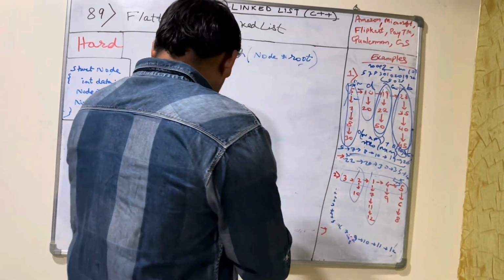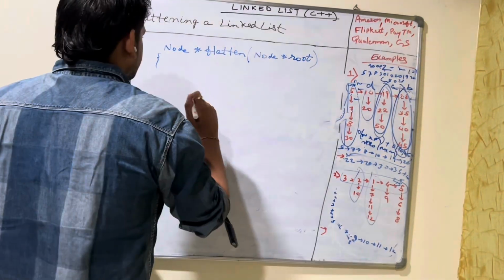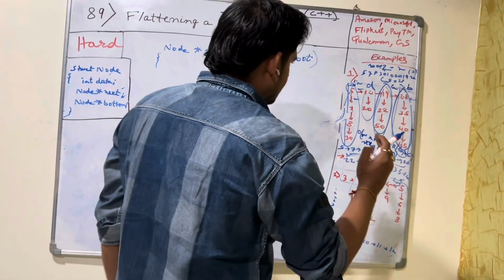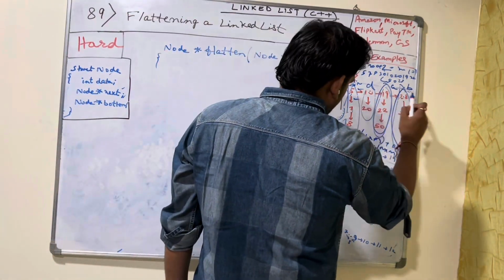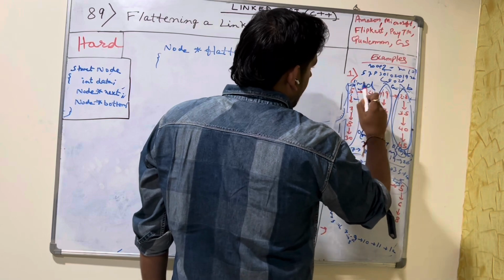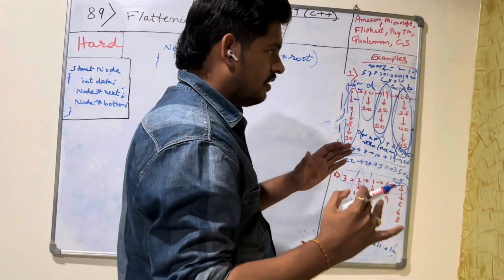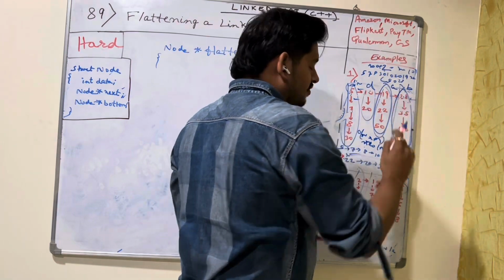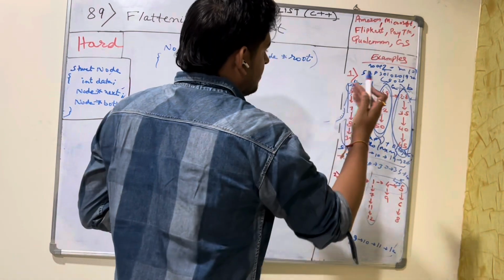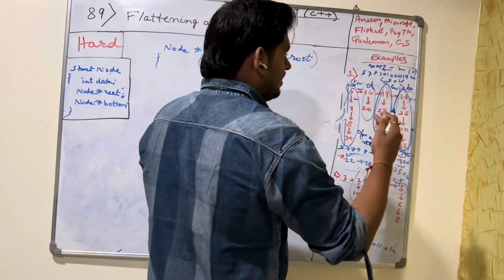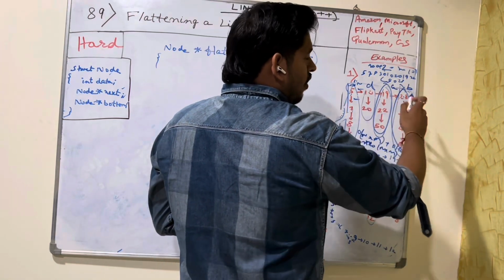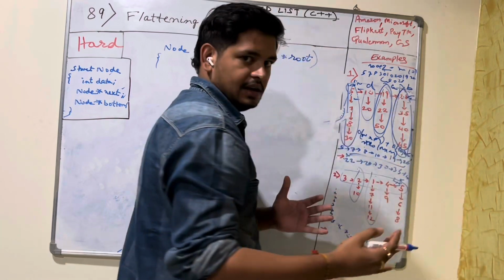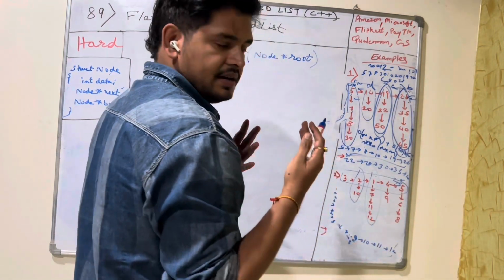So let's code the optimized approach directly. What would be our base case? The base case would be when we need to go to the end, right? At the end, the end results will come over here. So if we see that the root is null itself, or the root's next is null, then we'll return root.